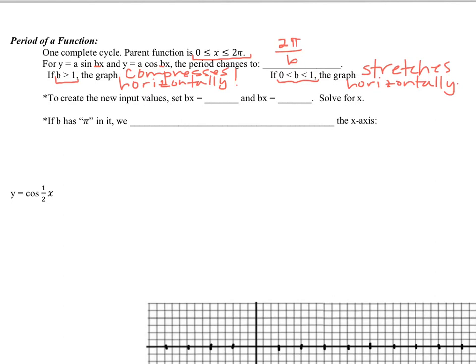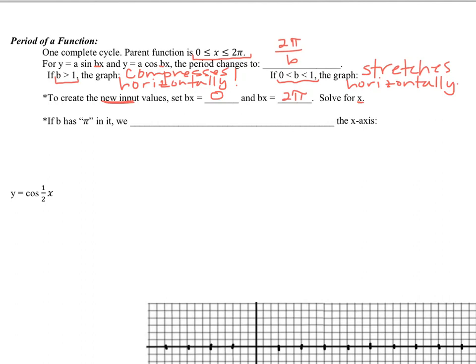If we have that change in the period of the function, we need new input values. So now we're going to change our x coordinates. What you'll do first is set bx, whatever that number is with x, equal to 0. And then you'll set bx equal to 2 pi. Once you do that, just get x by itself both times. And that will tell you the new start location and the new end location for our table.